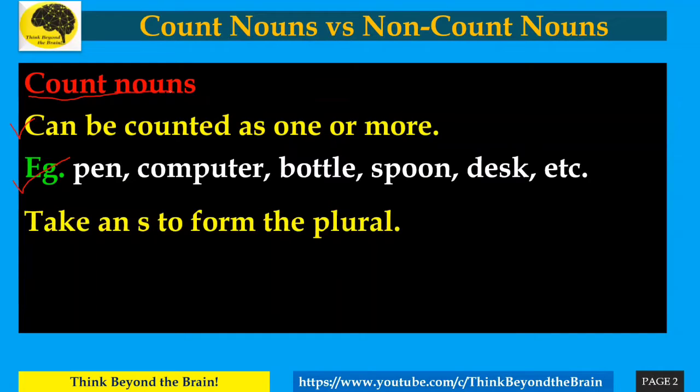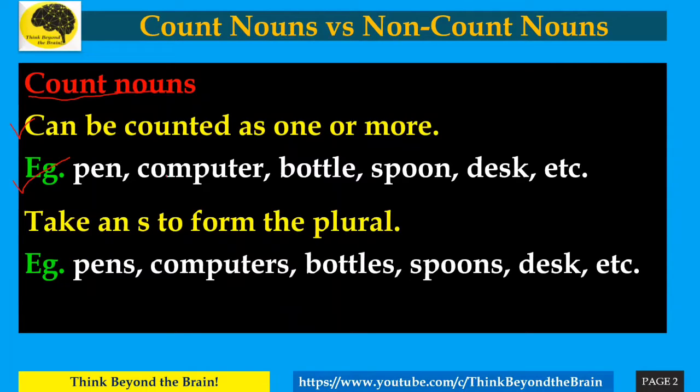They take an S to form the plural. Count nouns can be singular or plural, and as long as we are able to count them, it's okay. Like pens, computers, bottles, spoons, desks, etc. These are all in plural, and they are just saying that there are more than one, but also we can count them. There are 2, there are 3. Over here they are 1, but we can count them. So that's why these are also known as count nouns.